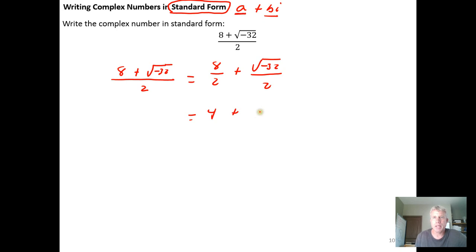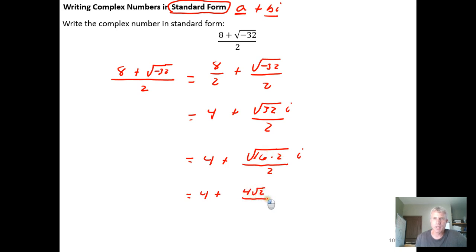And then we want to recognize that the -32 up here can be rewritten as 32i. And it's over the 2. And we want to recognize that the square root of 32 can be rewritten as 16 times 2 is 32. There's my i, and this is over 2. So this is going to equal 4 plus the square root of 16, I know it's 4, and the square root of 2 isn't going to simplify, and it's still over 2 times the i.